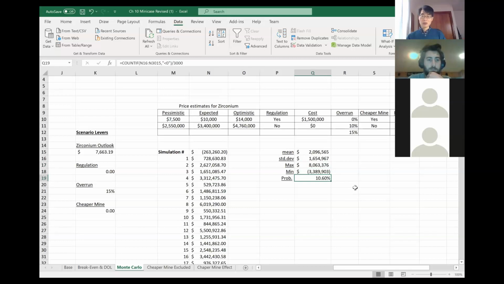And you can also calculate the probability for the net present value to be negative. And this is the function that you can use. So when you run 3,000 simulations, there's about 9 to 10% chance that this project will produce a negative net present value.